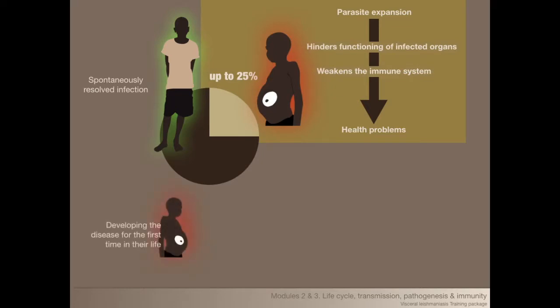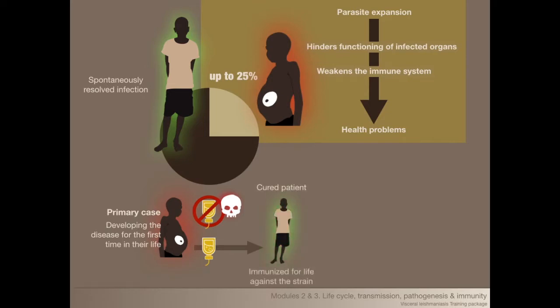Infected patients who develop clinical visceral leishmaniasis for the first time in their lives are called primary cases. Disease left untreated is fatal in about 95% of these cases. Anti-leishmanial treatment is necessary to allow the immune system to respond with an appropriate cellular immune response. Cured patients will be immunized for life against the infecting strain.